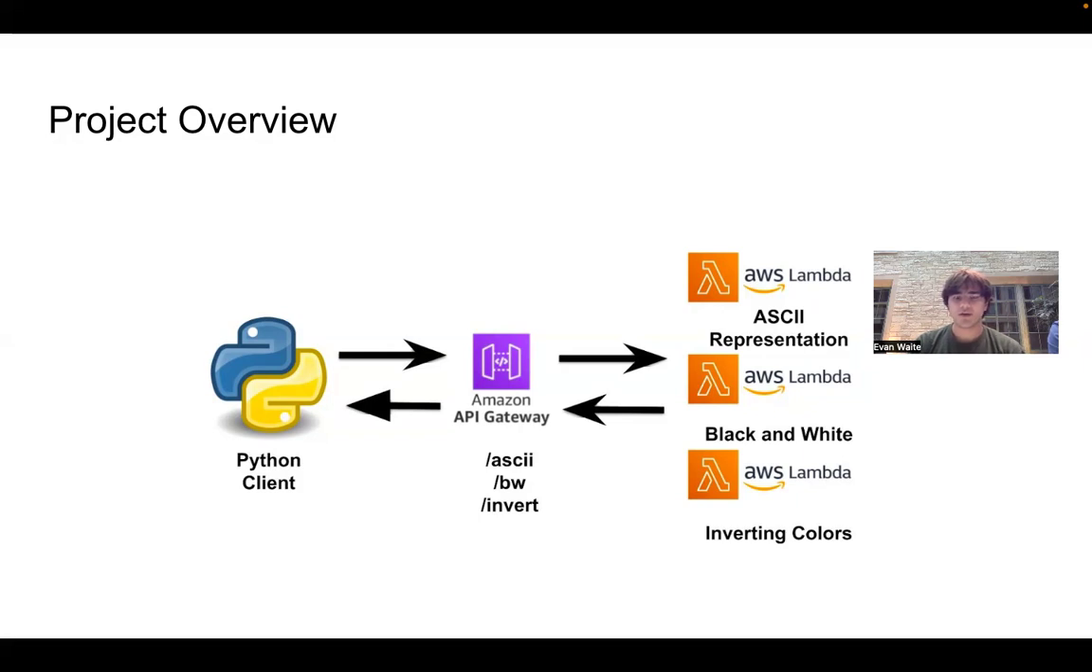From there, the client at that point interacts with the API gateway, which has three endpoints, each of which corresponds with one of the Lambda functions that we have set up on the back end.